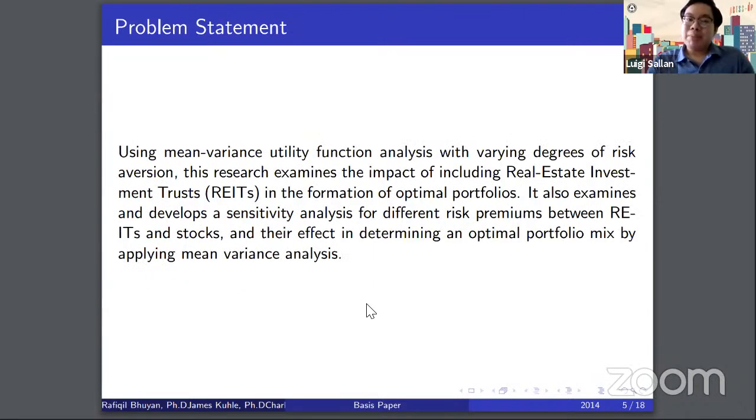So the problem statement is that using mean variance utility function analysis with varying degrees of risk aversion, this research examines the impact of including real estate investment trusts in the formation of optimal portfolios. It also examines and develops a sensitivity analysis for risk REIT premiums and their effect in determining an optimal portfolio mix by applying mean variance analysis. So let's break down our statement.